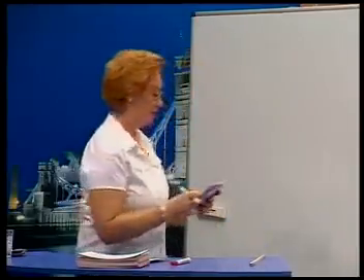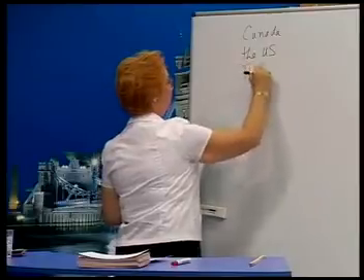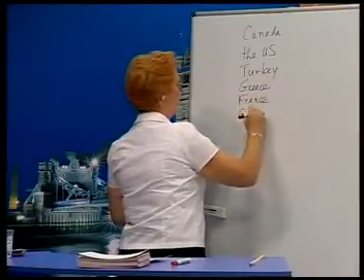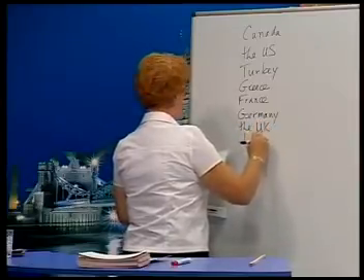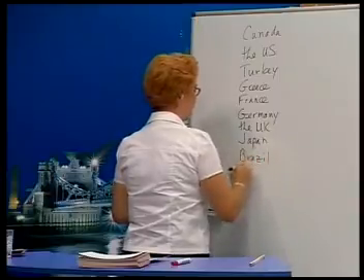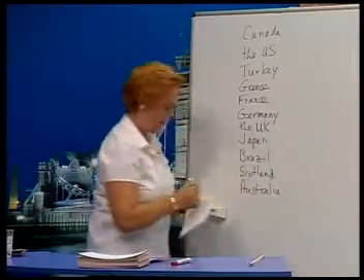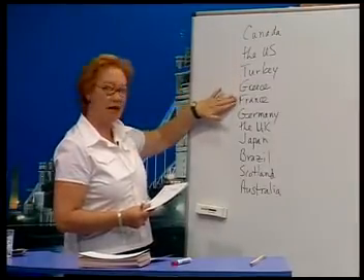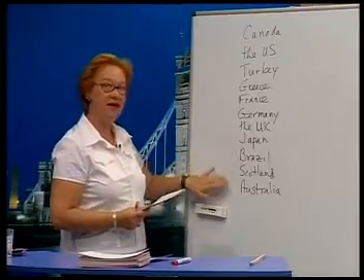First, we're going to learn the names of some countries in English. Now, here we go. Canada, the US, Turkey, Greece, France, Germany, the UK, Japan, Brazil, Scotland, and Australia. Okay, so in English, these are Canada, the US, Turkey, Greece, France, Germany, the UK, Japan, Brazil, Scotland, and Australia.